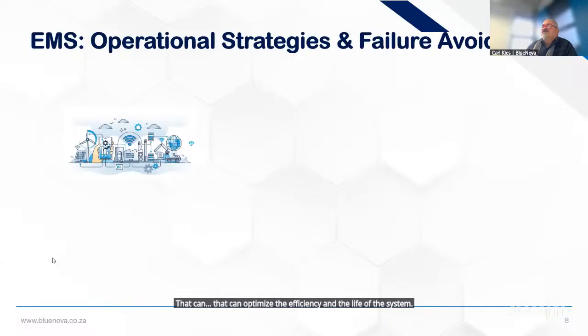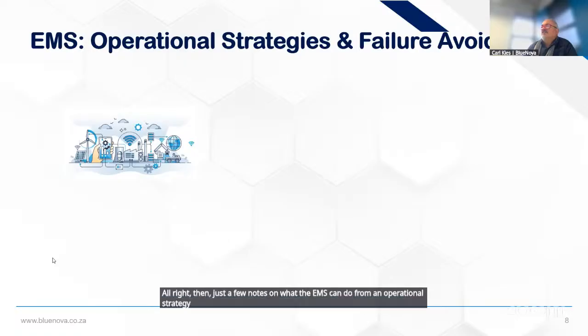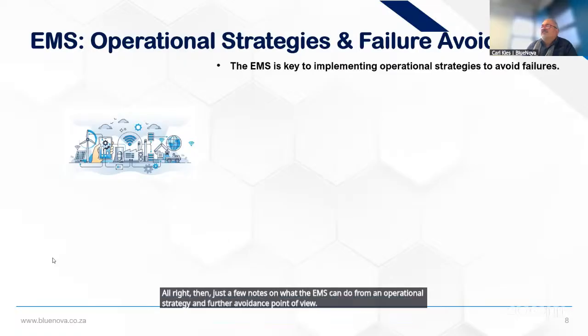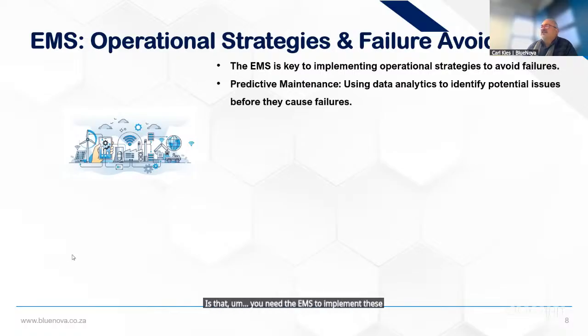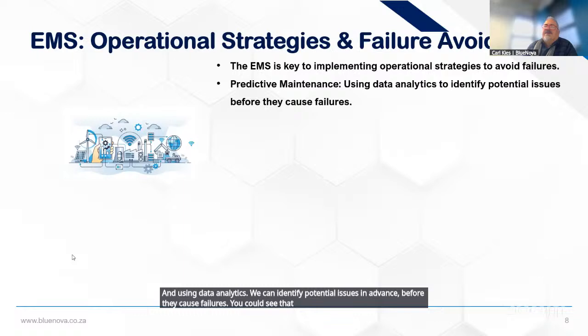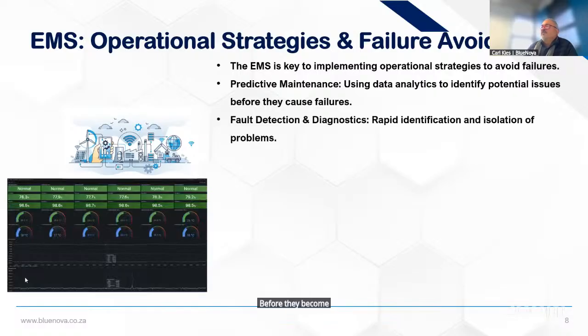All right, then just a few notes on what the EMS can do from an operational strategy and failure avoidance point of view. You need the EMS to implement these strategies to avoid failures. And using data analytics, we can identify potential issues in advance before they cause failures. You can see that one cell is falling behind and it's not being balanced properly. That indicates that there is definitely something wrong or something that can go wrong. So with this, we can identify these issues before they become a real problem.